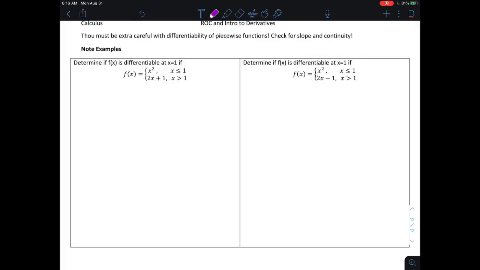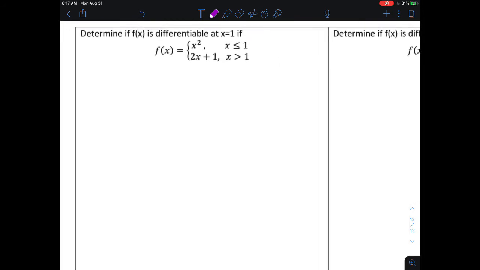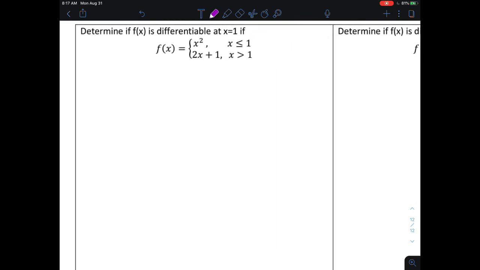All right, now let's look at determining if piecewise functions are differentiable. And these are questions you would commonly see on maybe a standardized test. So we work our way through determining if a function is differentiable. Well, to do that, step 1, see if f is continuous. And then we'll worry about the slope limit after.